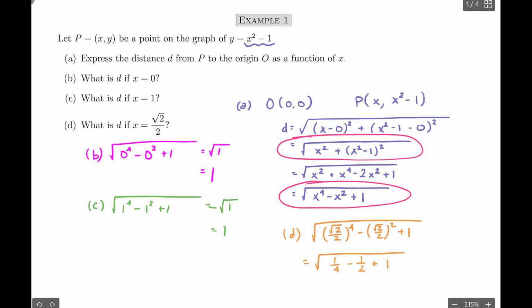Let me make sure that I'm right on that. 4 over 16, yes, okay. So 1/4 minus 1/2 is negative 1/4. Negative 1/4 plus 1 is going to be 3/4. So the distance when x is radical 2 over 2 is the square root of 3/4 units from the origin.